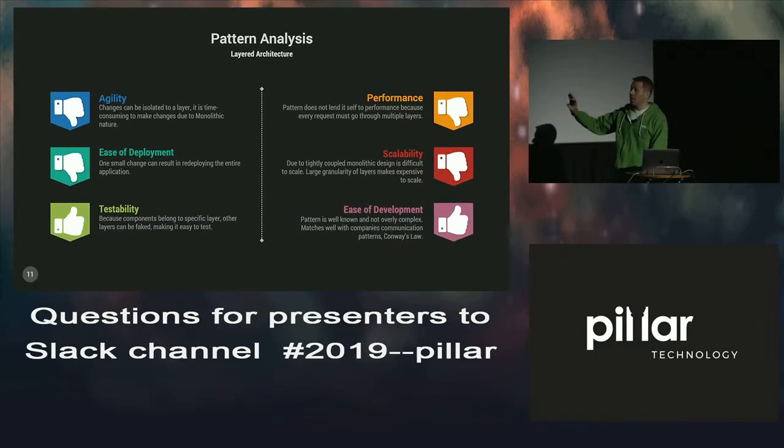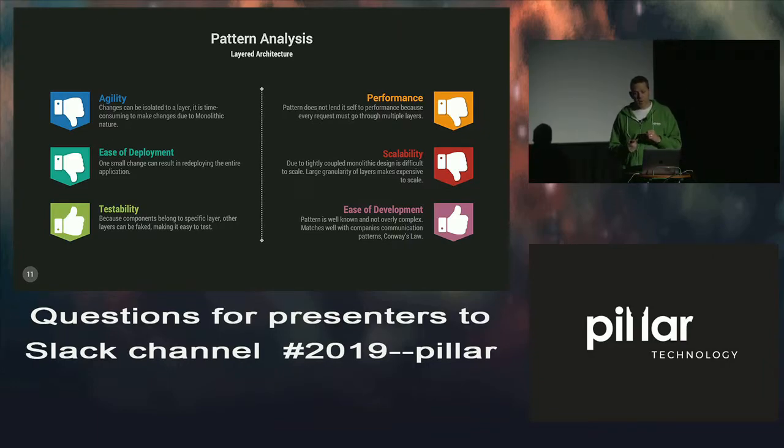So each one of the architectural patterns, we're going to go through these 6 different categories on whether it's good or bad. So for the layered architecture, agility. In an ideal world, we think that it would make sense that any change to a particular layer is isolated because we have that separation of concern. Each horizontal layer represents a different kind of mini domain, UI, database, whatever that may be.